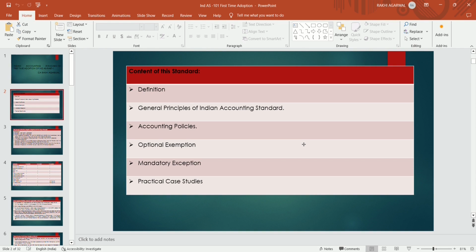In today's session, we are going to discuss some important definitions, general principles of Indian accounting standard, accounting policies, and optional exemption. Optional exemption partly we will discuss in this session, and partly in the next session. In the next session we complete our standard, and we will discuss the mandatory exceptions with some practical case studies. So let's start our talk.